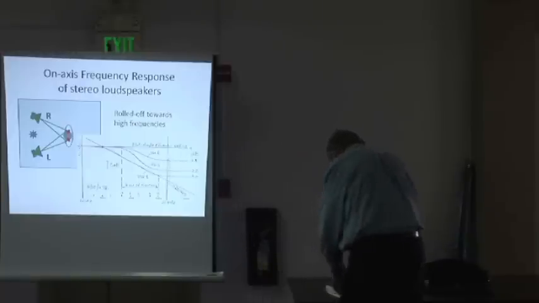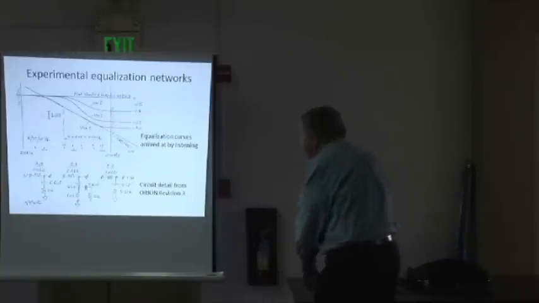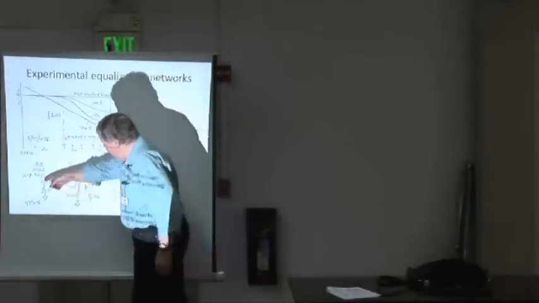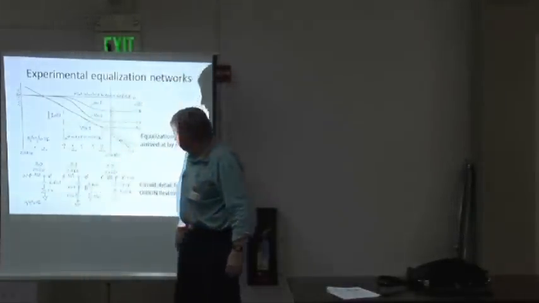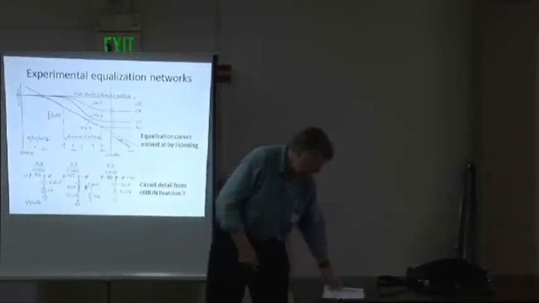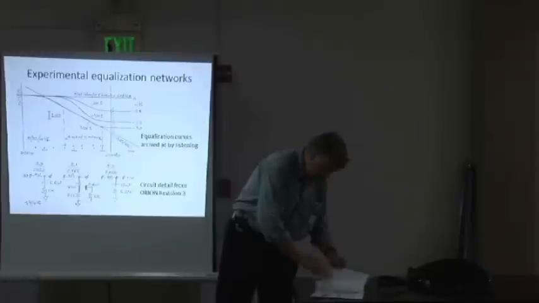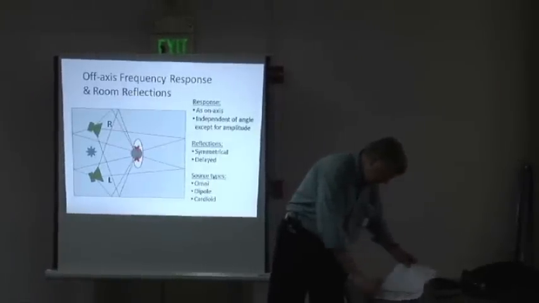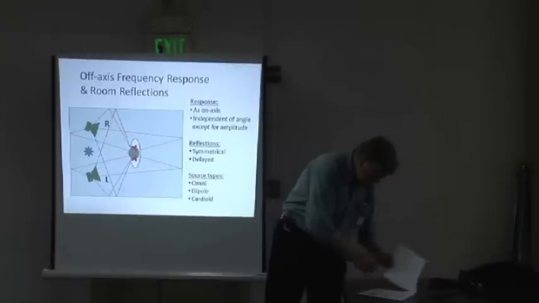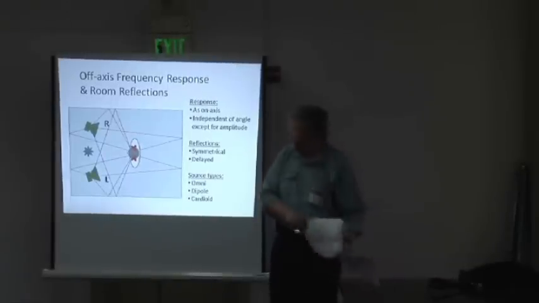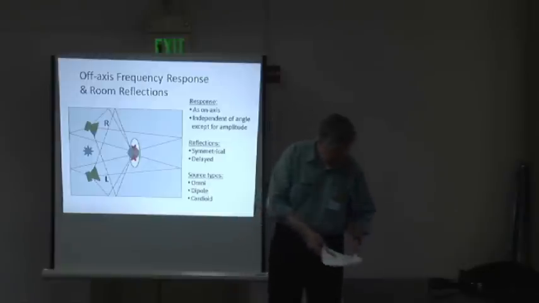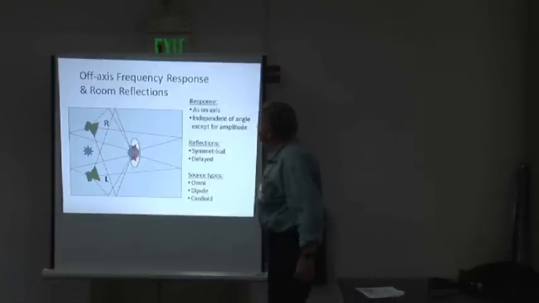So next picture. Oh, and the networks themselves here are pretty simple. It's just an RC ladder. This was a more complicated one for the 2 dB per decade. All right. Next picture there. Where are we? Okay, so we talked about the on-axis response.